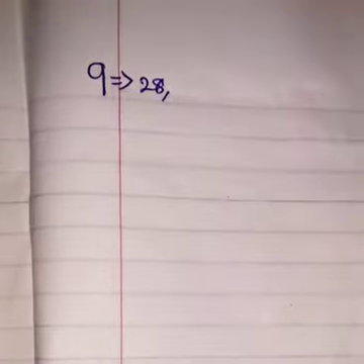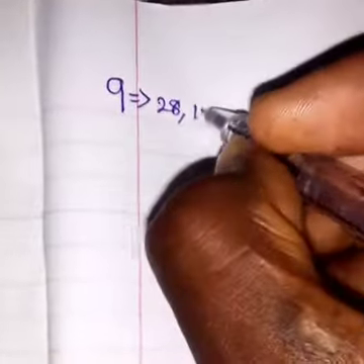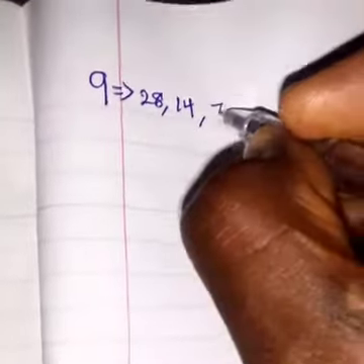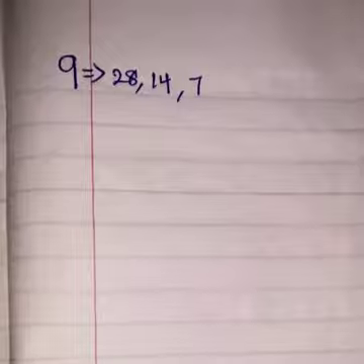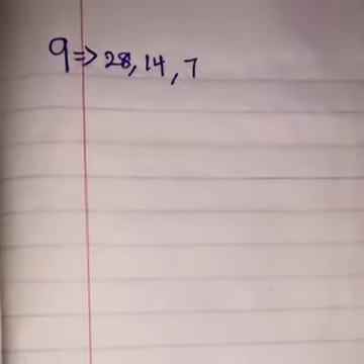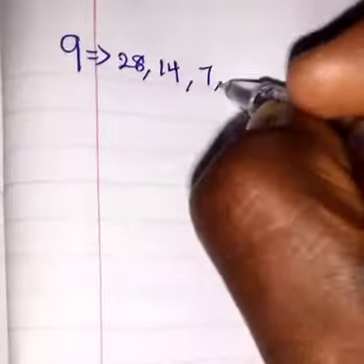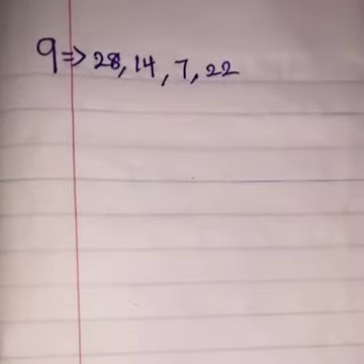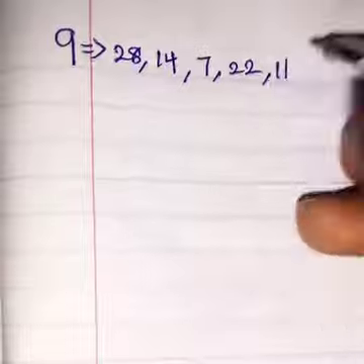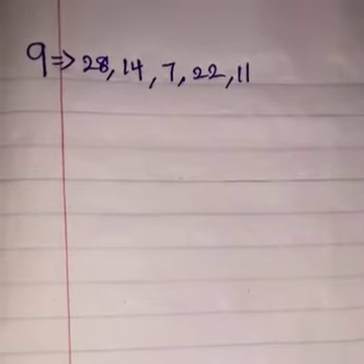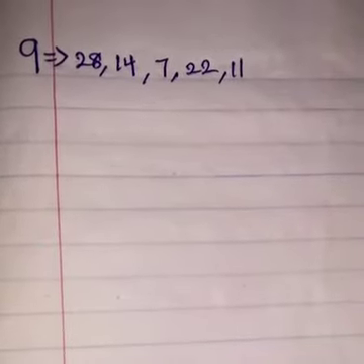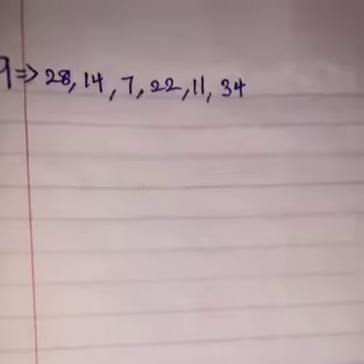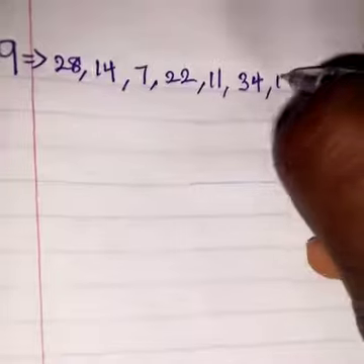28 is even. When you divide it by 2, you have 14. 14 is also even. When you divide it by 2, you have 7. 7 is odd. You multiply it by 3. 7 times 3, 21. Plus 1, we have 22. This is also even. When you divide it by 2, you have 11. 11 is odd. When you multiply it by 3, you have 33. Plus 1, we have 34. So when you divide this by 2, you have 17.